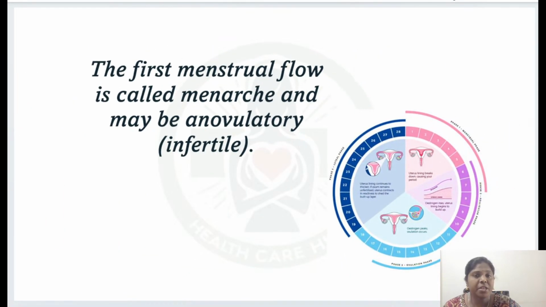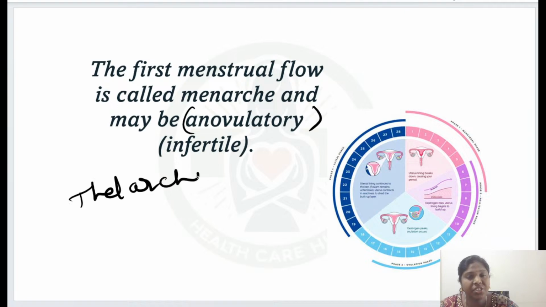Then the first menstrual flow is called menarche and may be anovulatory, infertile. So that particular phase is called the anovulatory menarche, or the first periods is sometimes called the thelarche.